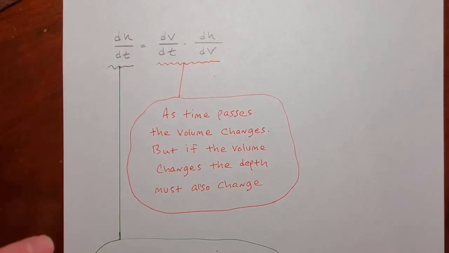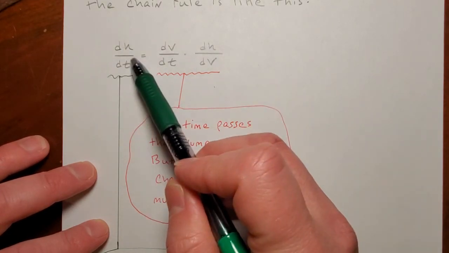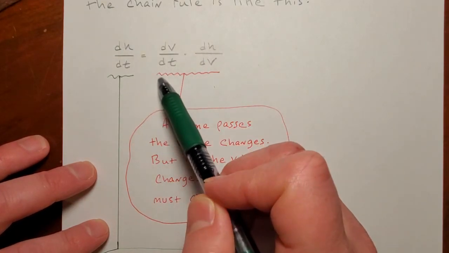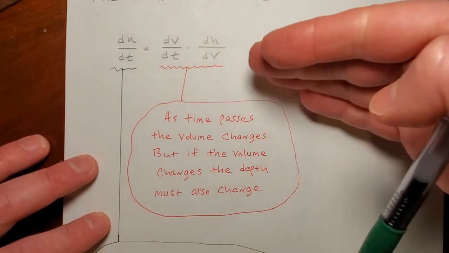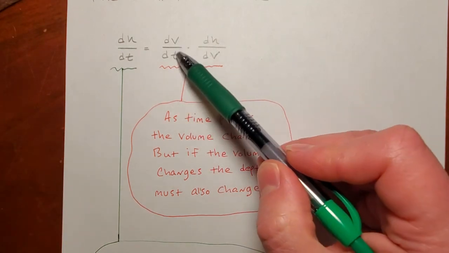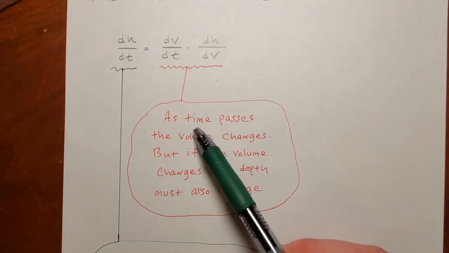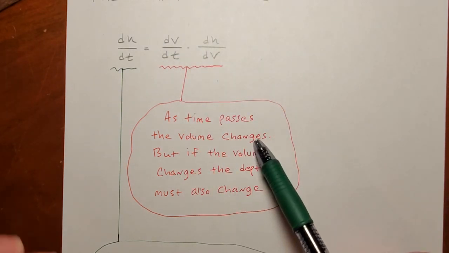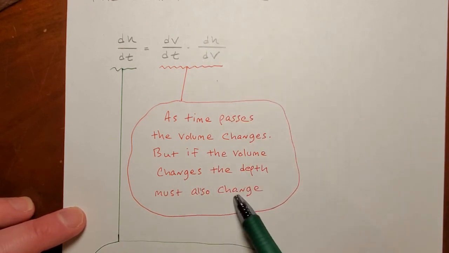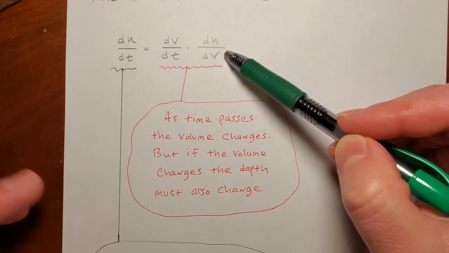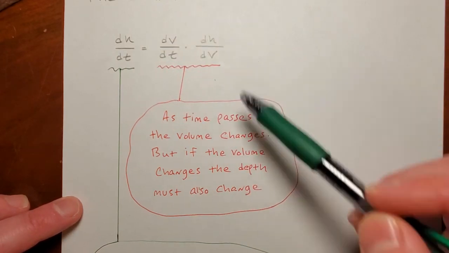Take the example we just did. Here's the formula I used to find how fast the water level was rising from knowing how fast I was pouring it in. So you could think of this part of the equation, the right-hand side, as saying as time passes, the volume's going to change. That's this derivative. This derivative tells you how. As time passes, the volume changes because it's being poured in. This derivative tells you how if the volume changes, then the depth must also change, right? dH over dV. Change in depth over change in volume.